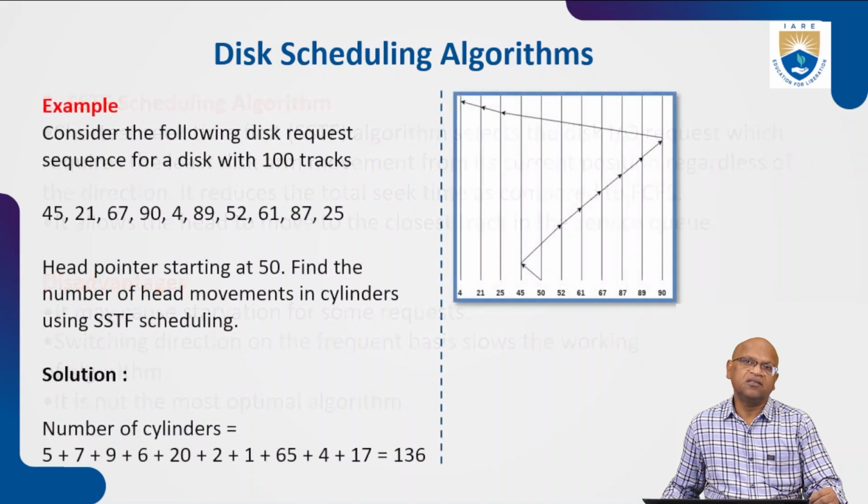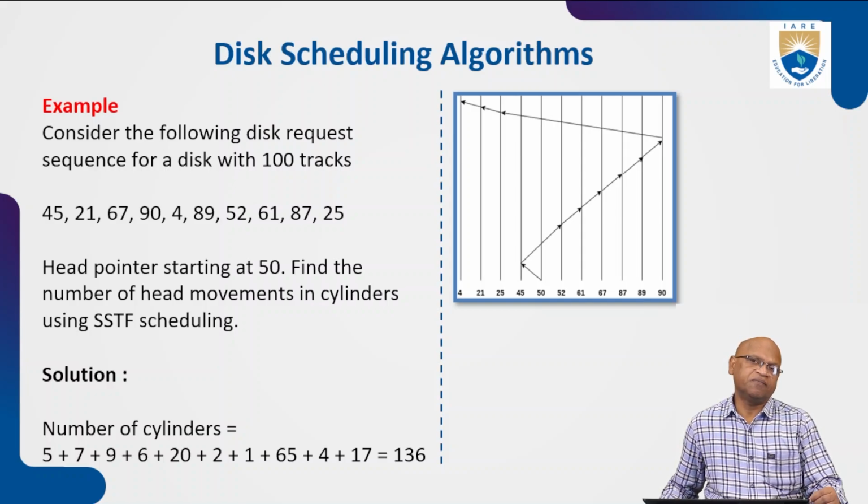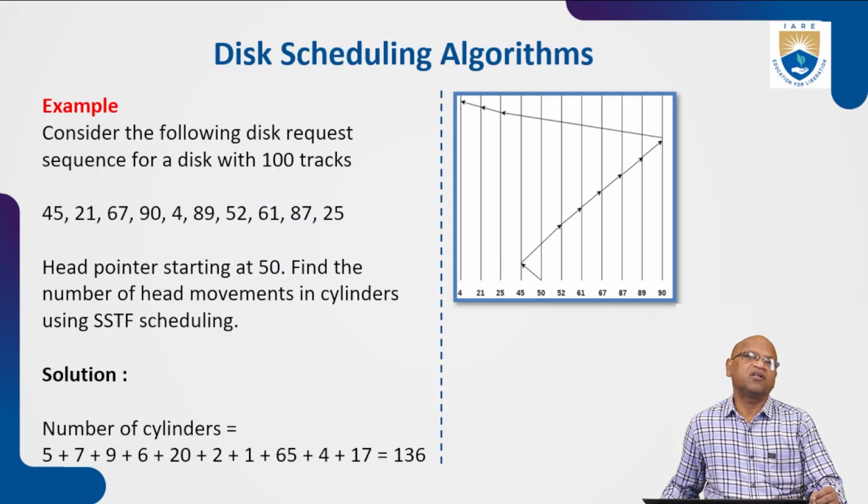Here, initially the head is at track 58, or you can say cylinder 58. For the completion of execution, these are the tracks or cylinders that have to be covered, that you have to read from: 45, 21, 67, 94, 89, 52, 61, 87, 25.